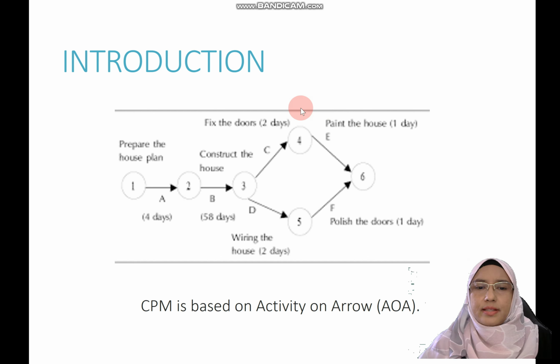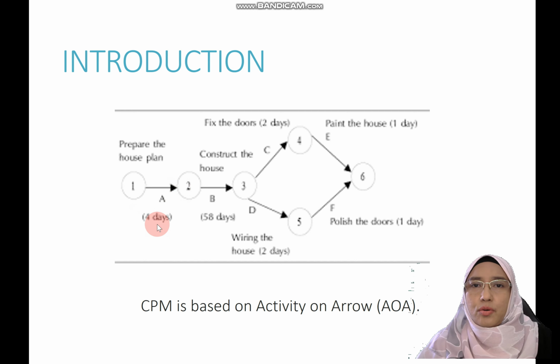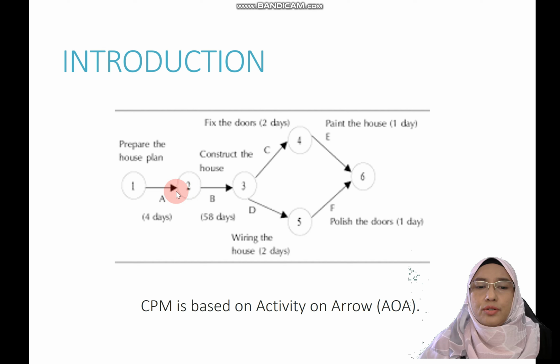If you look at this diagram, this network diagram consists of nodes and arrows. Activity A, prepare the house plan, starts from node 1 and ends at node 2, and the arrow is from node 1 to node 2. Activity A requires 4 days to complete. Continuing from activity A is activity B, construct the house.